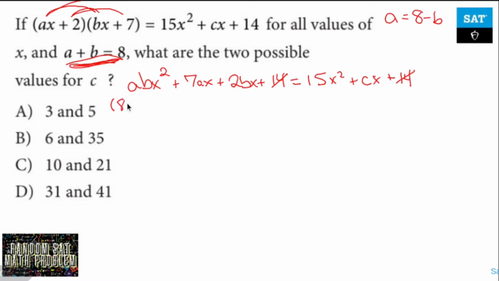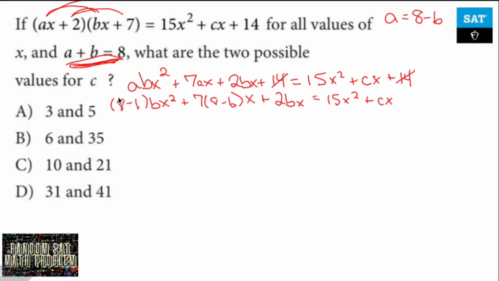So I'm going to rewrite these two and replace a with 8 minus b. So I've got (8 minus b)bx squared, plus 7(8 minus b), replacing a with 8 minus b. And then I just rewrite the rest, 2bx, that equals 15x squared plus cx. So again, I'm about to show you what I did, and it's not the best way ever maybe, but I don't know, it worked for me.